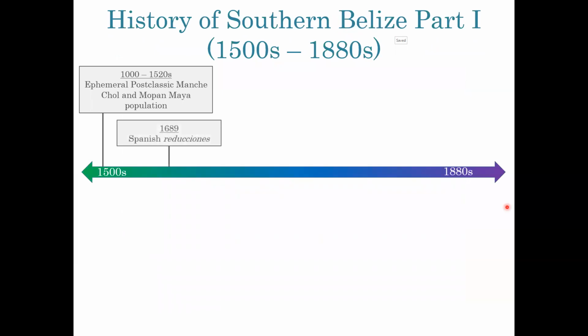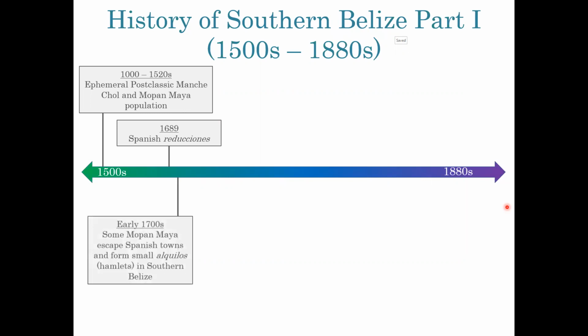In the 1680s and 1689, the Spanish moved through the area and conducted what was later referred to as the reducciones, which is basically where they gathered up existing Maya communities, forced them to move into larger communities, and tried to convert them into Catholicism.